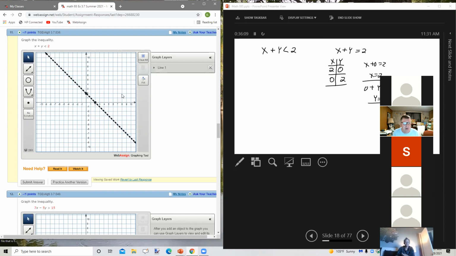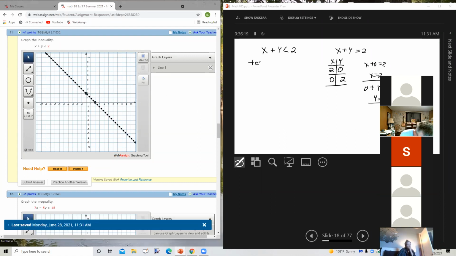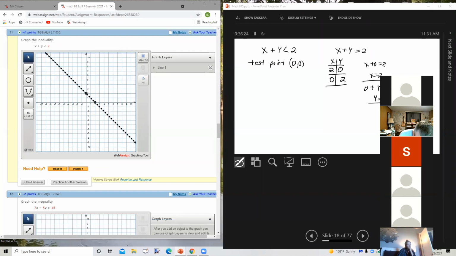Okay. So now I've got a graph on one side of that line or another, above it or below it. And again, I'm going to use 0, 0. That just seems to be a nice test point. So test point 0, 0. I'm going to put that into my original statement.